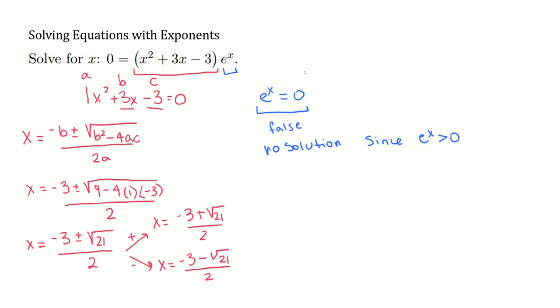It is correct to leave the answers like this, but if this were an application problem, you would most likely want the decimal answers. So for this first answer, that is 0.79. For the second answer, that is negative 3.79. So our two solutions to this original equation are negative 3.79 and 0.79.